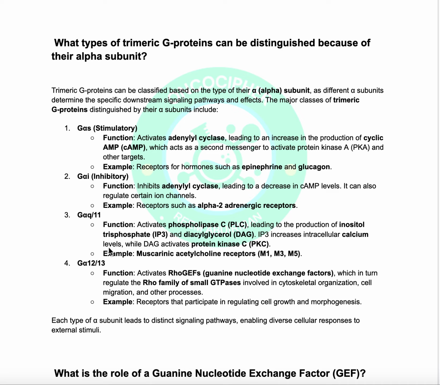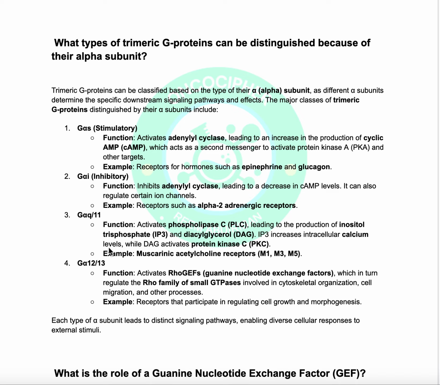These questions may tell you that the gamma and the beta subunits are the same, but the differences in the G protein are because of the alpha subunit. So we have subtypes of the alpha subunit of the G protein. The first one is G alpha stimulatory, which is known as S, and that leads to activation of adenyl cyclase, and that leads to an increase in the production of cyclic AMP, which acts as a second messenger to activate protein kinase A and other targets.